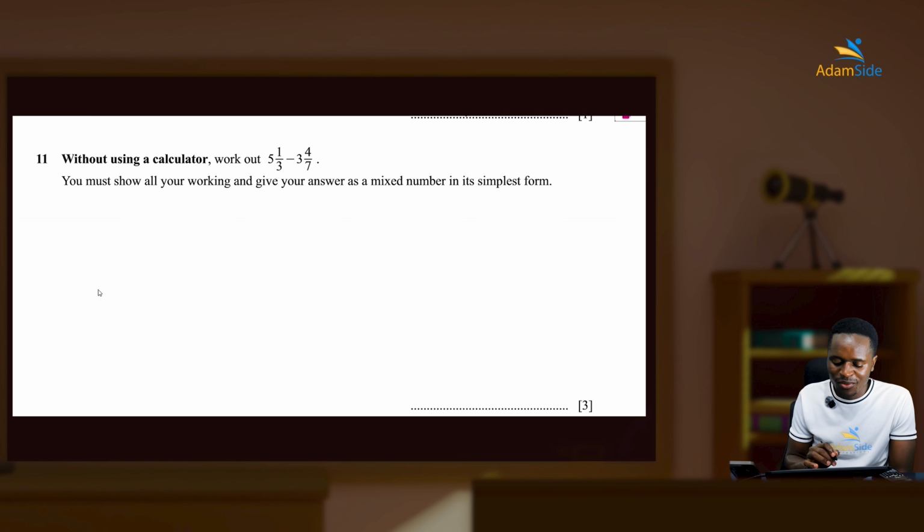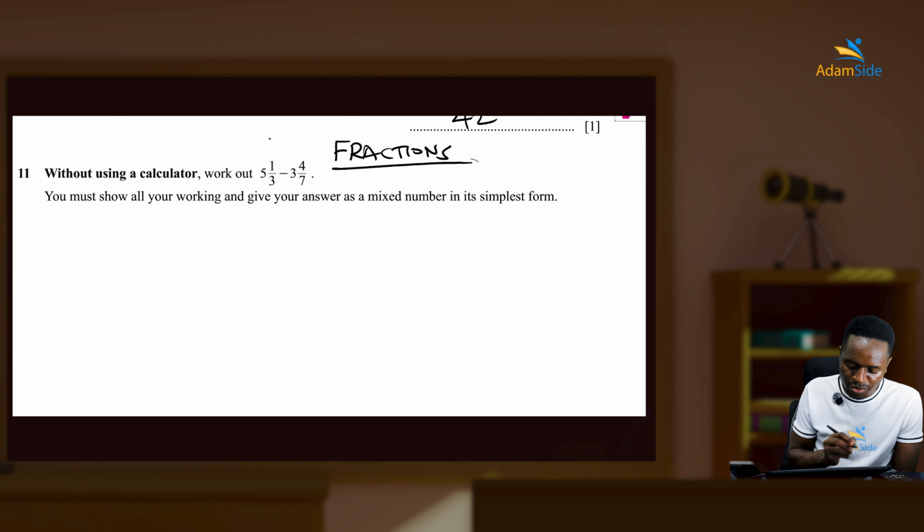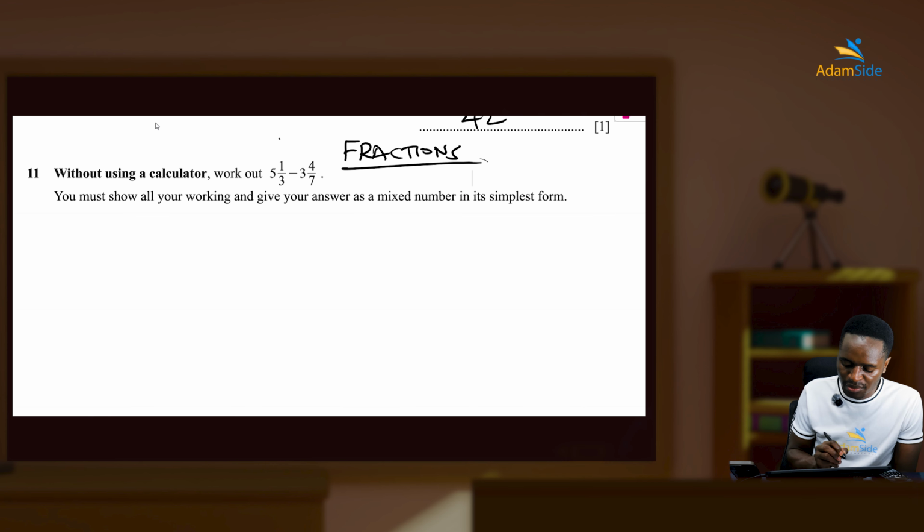Without using a calculator, work out. This is good. This is in the topic of fractions. It's also highly tested in both extended papers. And here we are talking about subtraction of mixed numbers.